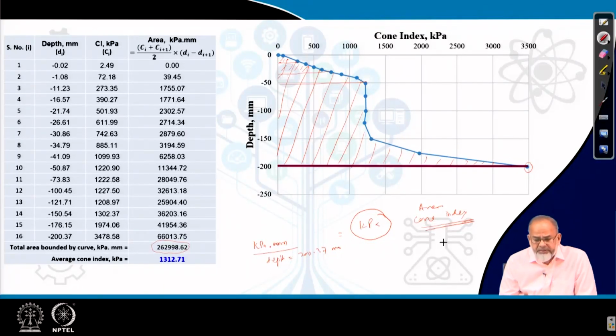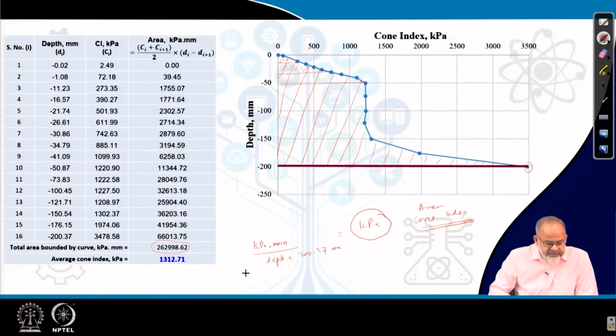Then how does it reflect the strength of soil? In fact, ASAB has divided soils into 3 categories: soft soil, medium soil and firm soil. Soft soil is 450 kilopascal, medium soil is 900 kilopascal, and 1800 kilopascal is your firm soil or hard soil. Now in our case we are getting a value of 1312.71 kilopascal. That means this is more than the medium soil but lesser than the hard soil. So we can say it is nearly hard soil.